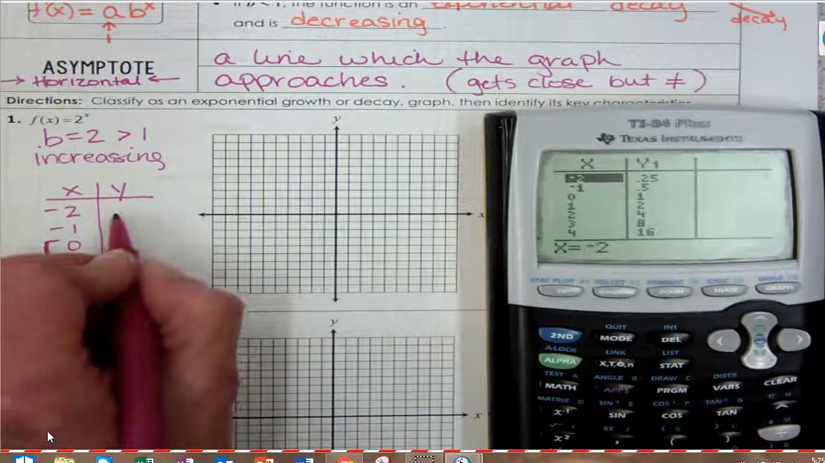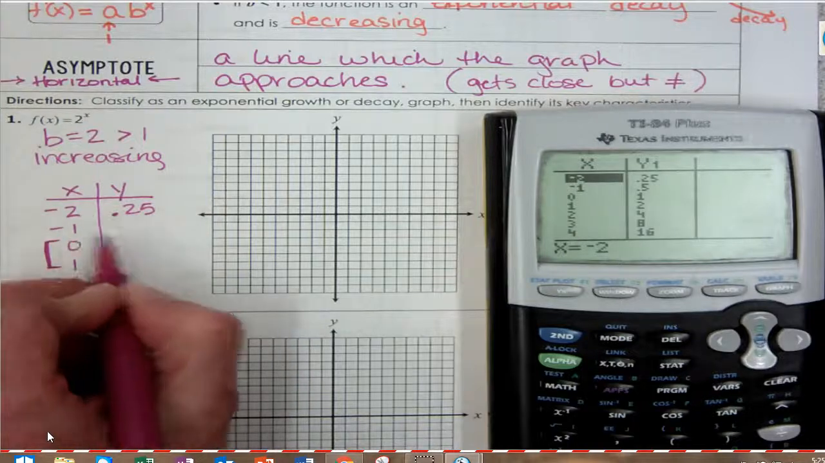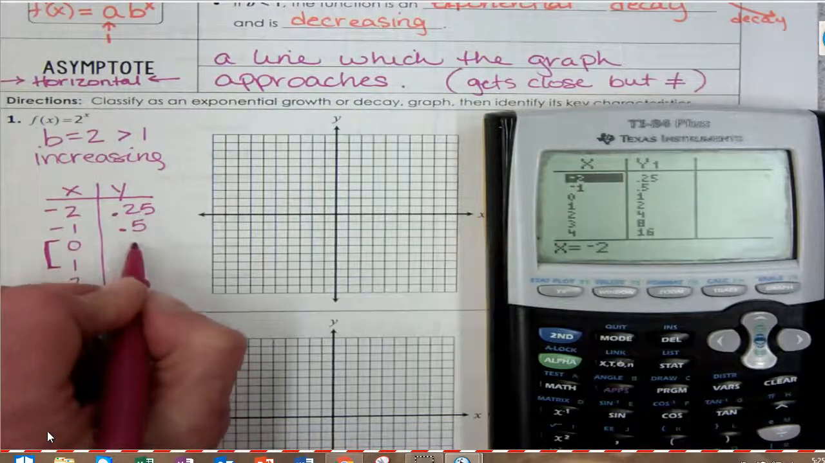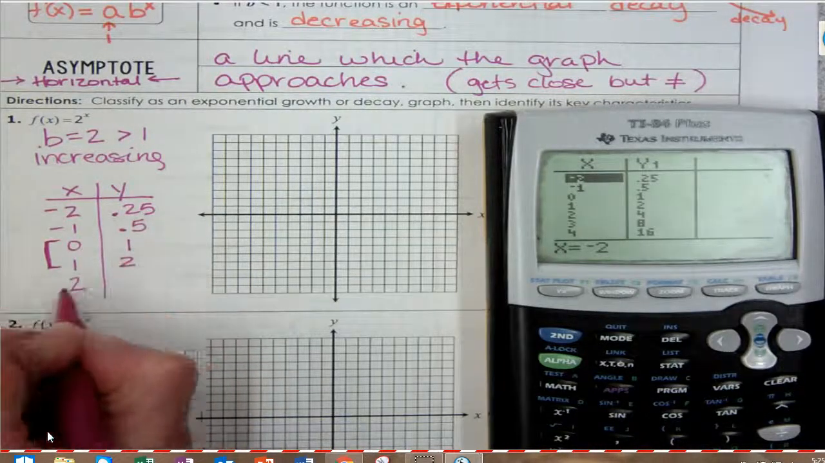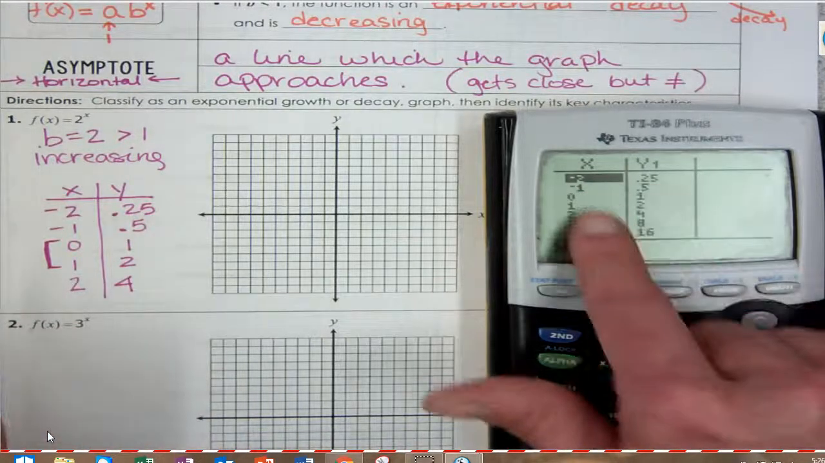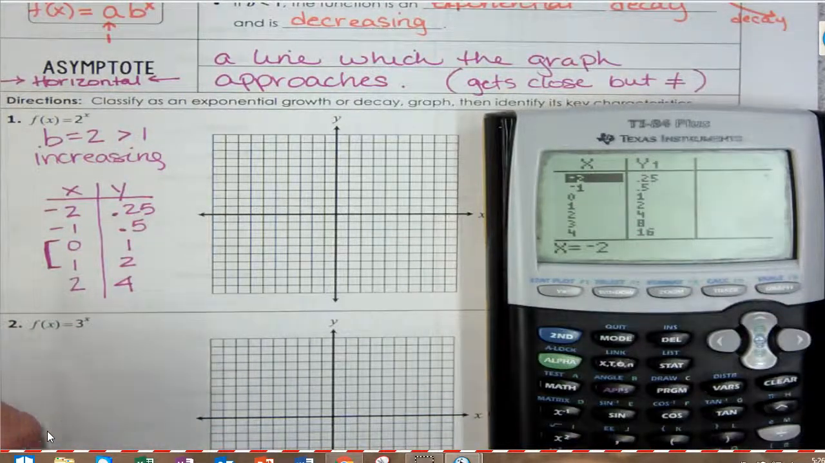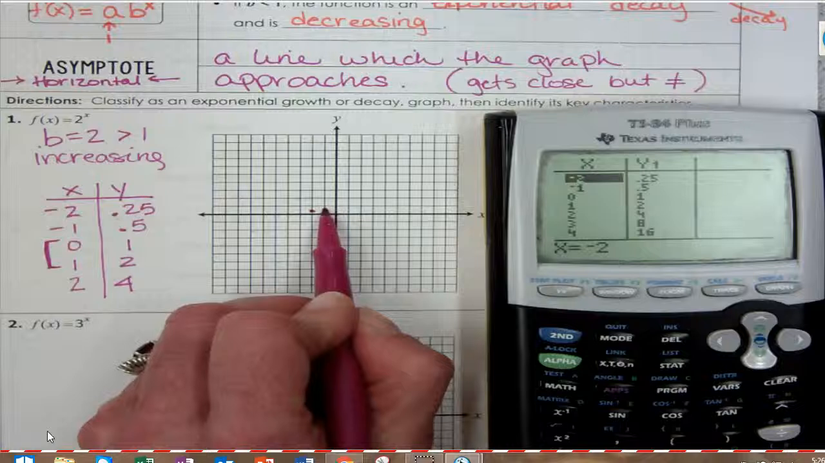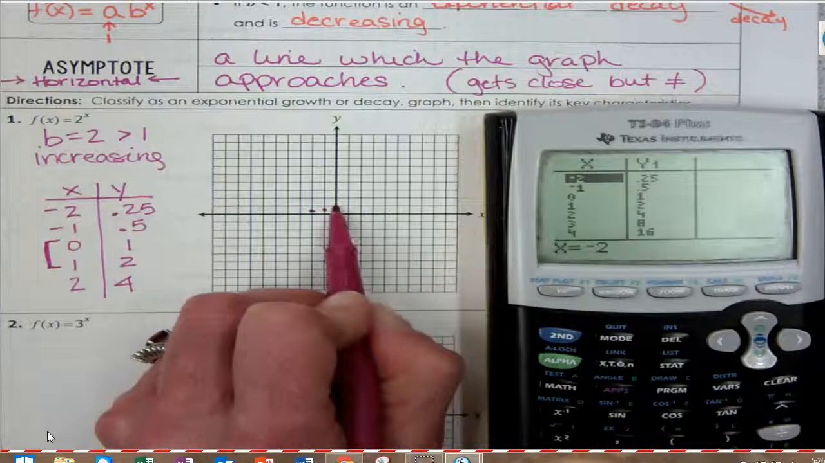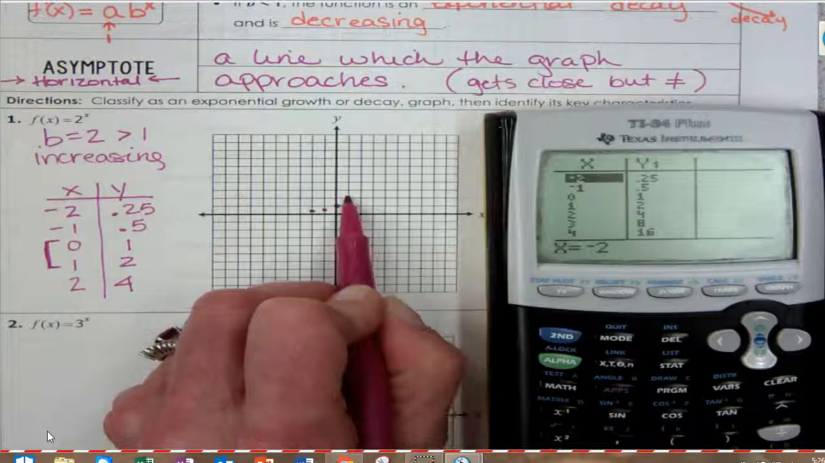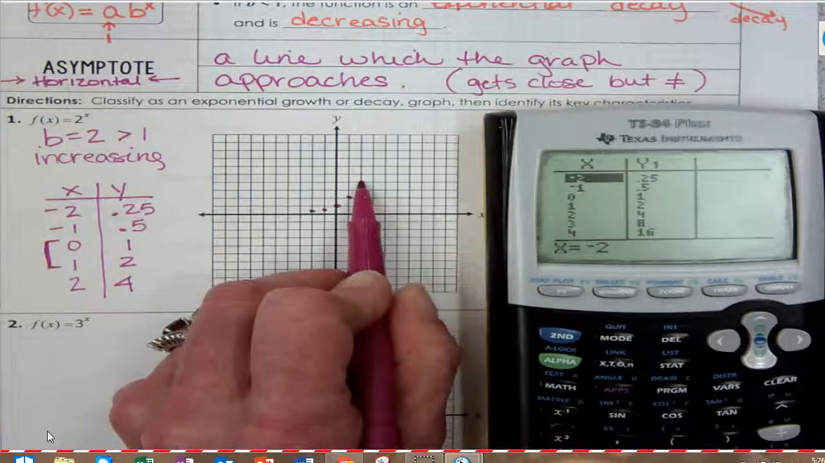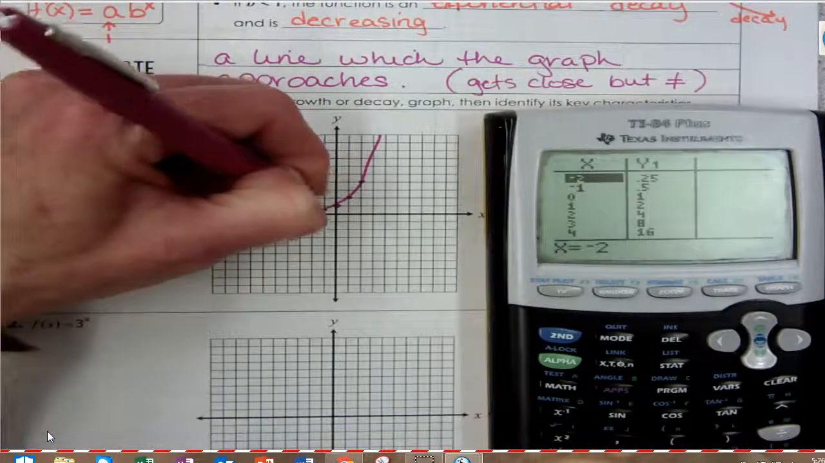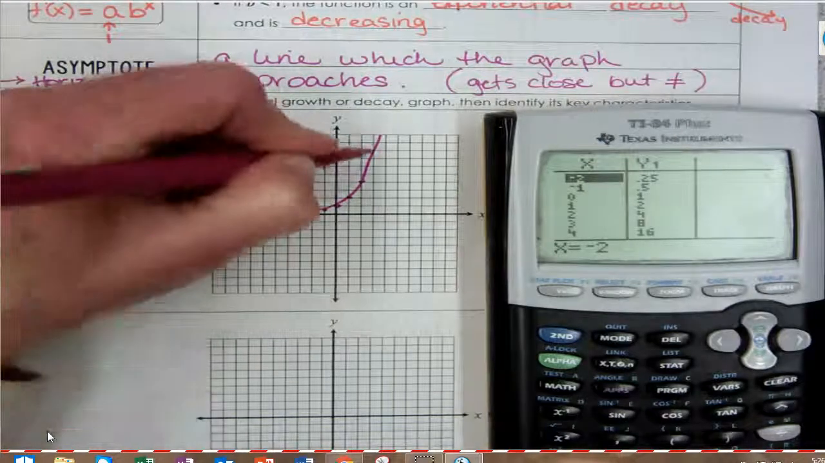So then you can go to your table and look. At -2, it's 0.25. That's 1/4. At -1, it's 0.5, which is 1/2. At 0, it's 1. At 1, it's 2. And at 2, it's 4. I'm just looking at my table right here. So then when I graph these: -2, that's 1/4; -1, 1/2; 0, 1; 1, 2; 2, 4. And I'm going to get this swooping motion.